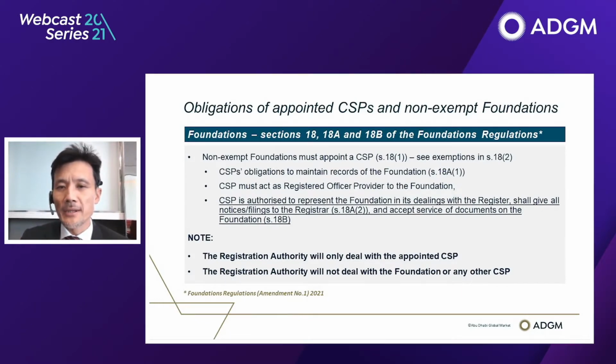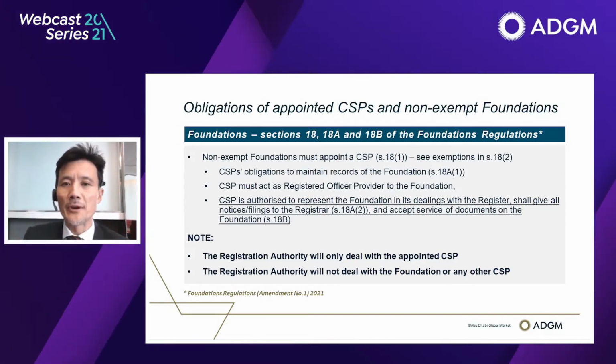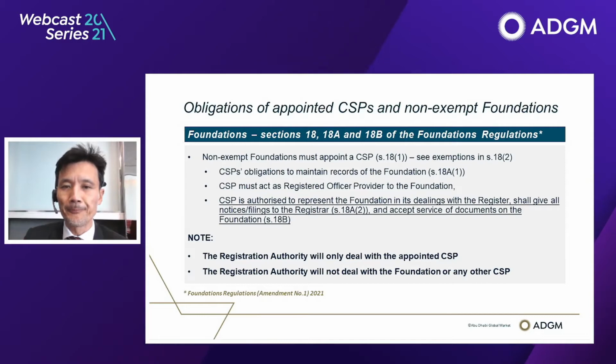The obligations similarly apply to those CSPs who are appointed by non-exempt foundations. Only the CSP validly appointed by the non-exempt foundation is authorized to represent the foundation in its dealings with the registrar and give the relevant notices and filings. Again, the registration authority will only deal with the appointed CSP.